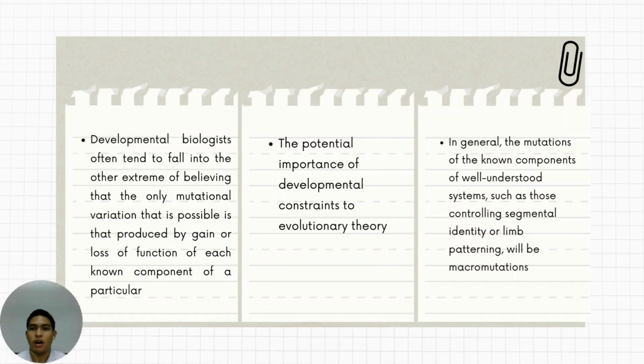Developmental biologists often tend to fall into the other extreme of believing that the only mutational variation that is possible is that produced by gain or loss of function of each known component of a particular developmental system. So this will confine the range of attainable morphologies to a relatively small set obtained by one-step changes away from the wild-type pattern.